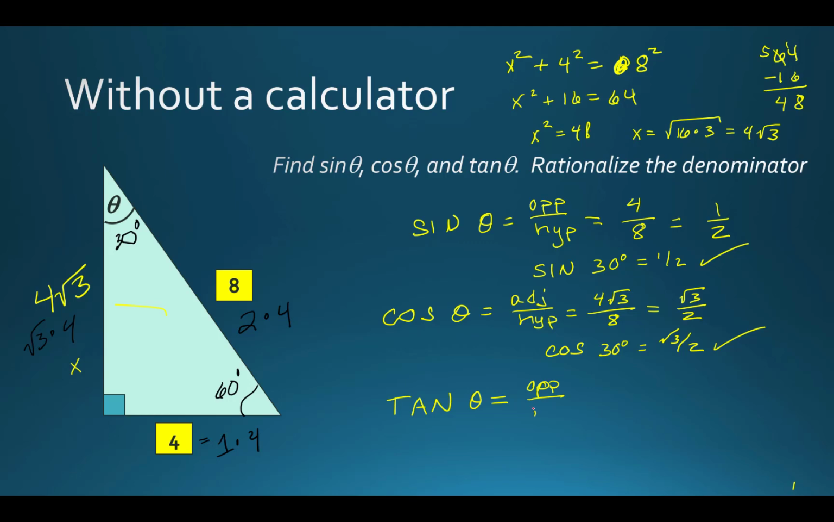opposite over adjacent. So the opposite side is 4 over the adjacent side, square root of 3. So that's 1 over the square root of 3, which is indeed the square root of 3 over 3. And yes, I do happen to have memorized that the tangent of 30 is the square root of 3 over 3. Look at me. I'm kind of a genius.